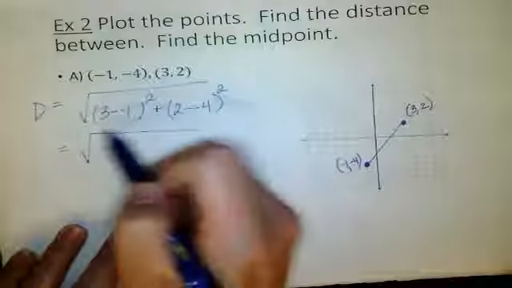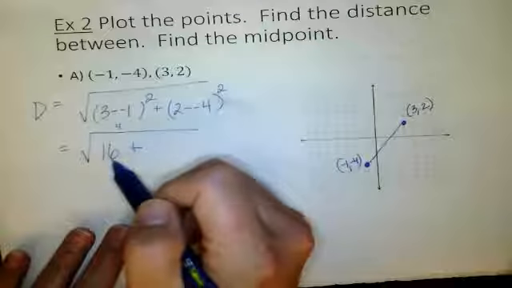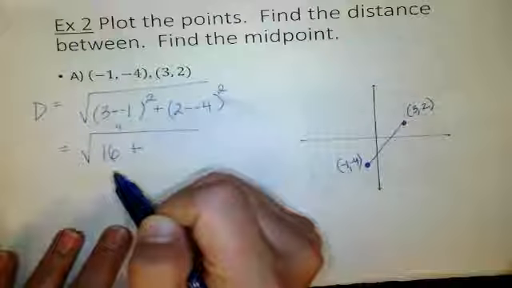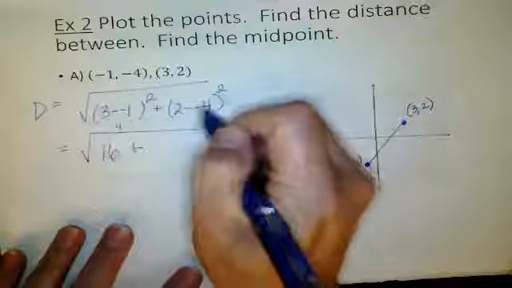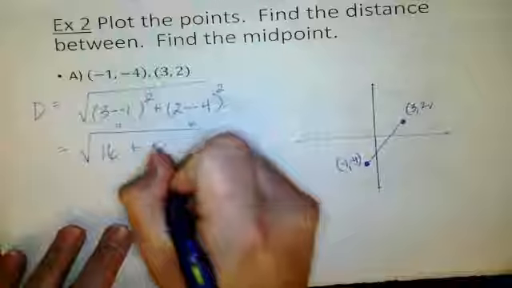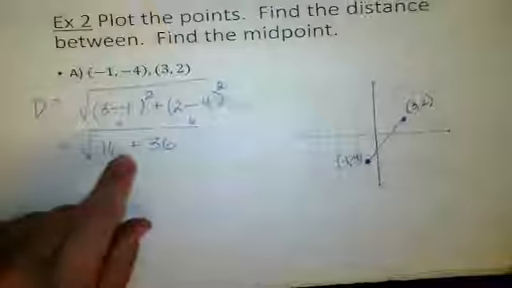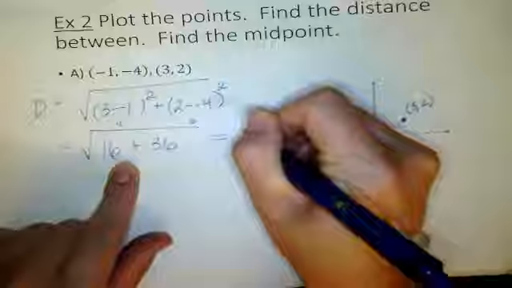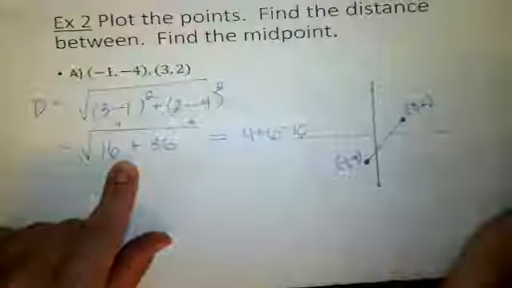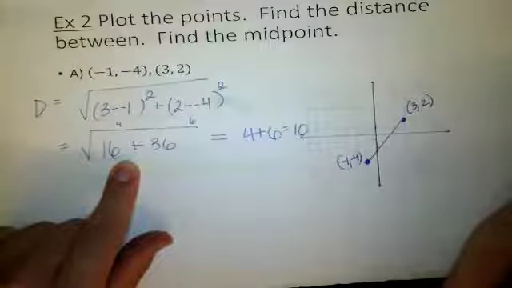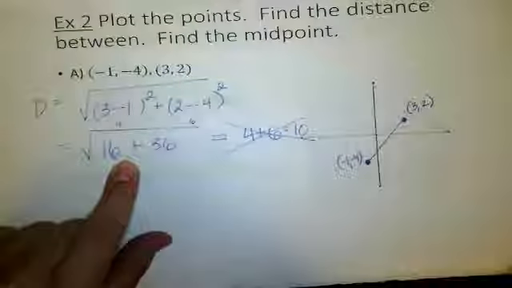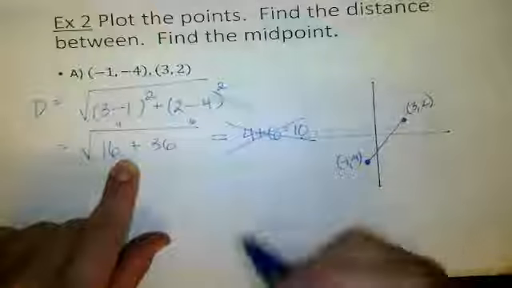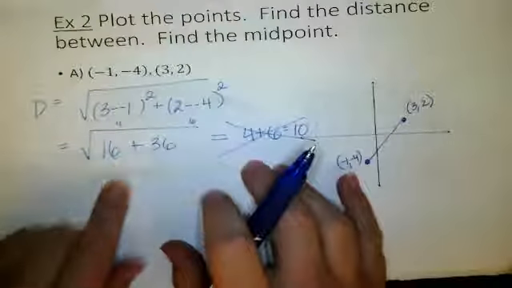This becomes 4. Being squared is always 16. This number is being squared. Should you ever get a negative result? No, you should not. Here, this becomes 6, and we square it, we get 36. Is the square root of 6 plus 36 equal to 4 plus 6, which is 10? No, do not do that. So many people love to do that. It ain't right.